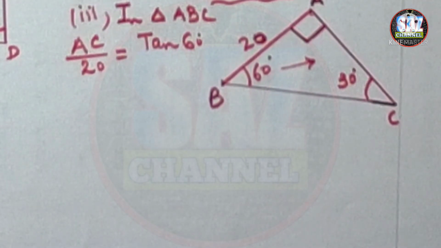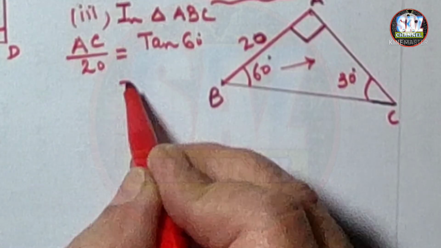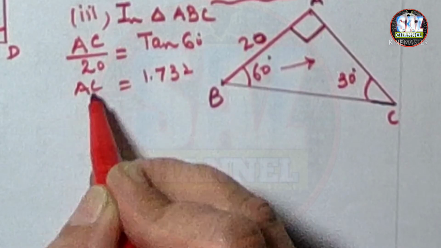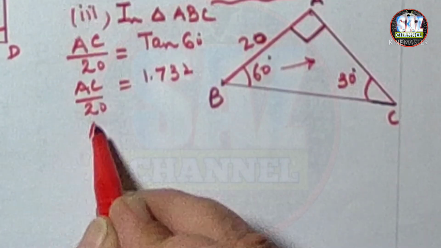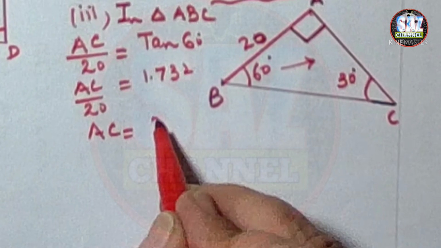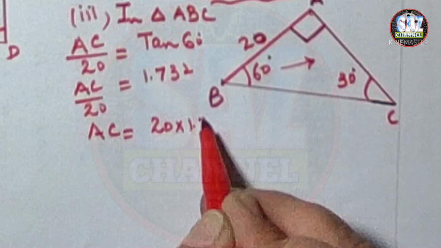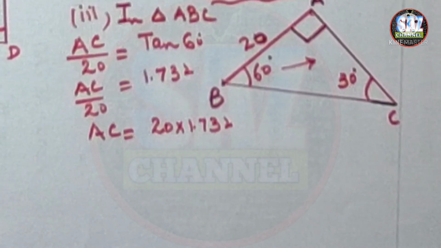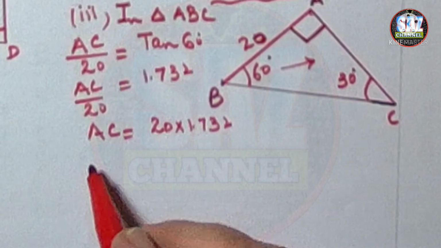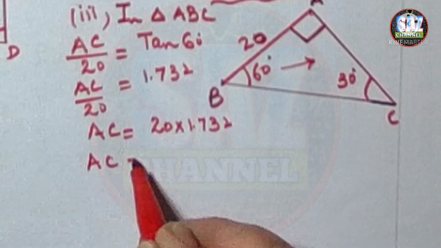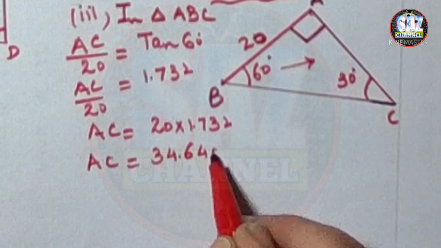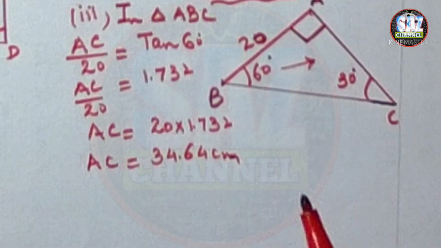Tangent 60 degrees has a value of 1.732. So AC upon 20 equals 1.732, and AC is 20 multiplied by 1.732. This gives me AC, which is the height of the outer big triangle, 34.64 centimeters.